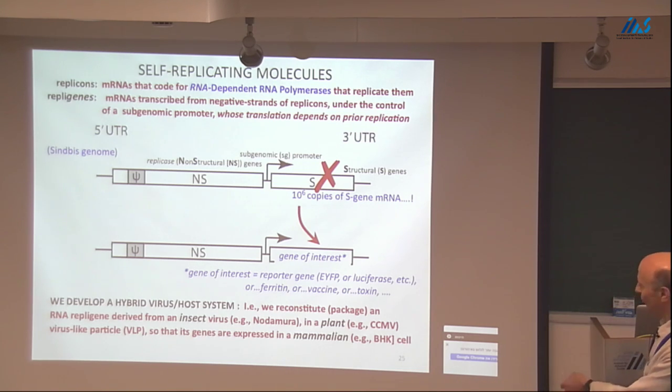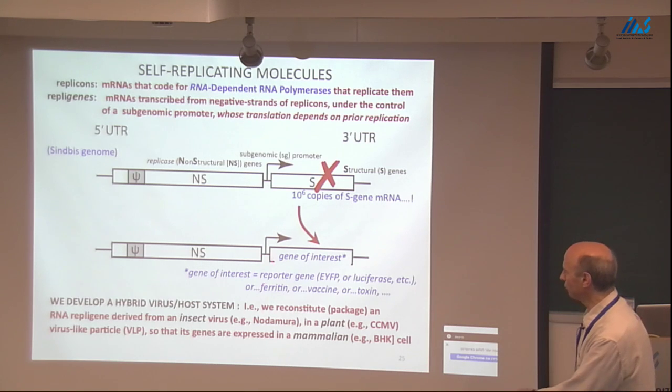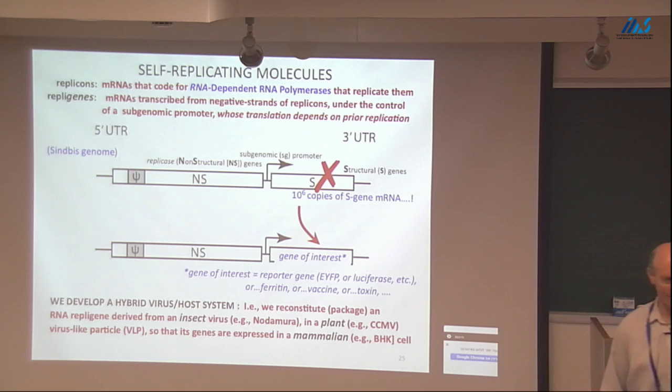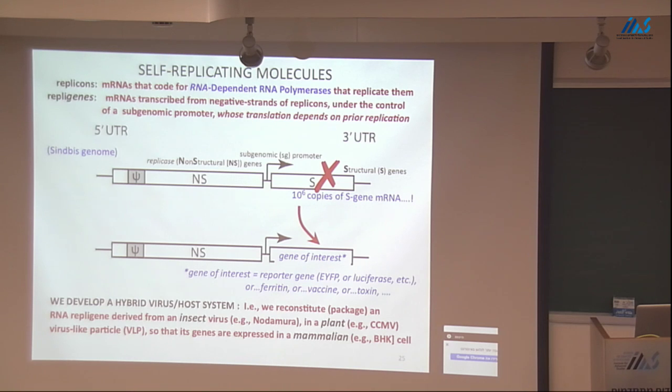I just want to show you in this larger slide again what the basic idea is. I just blew up the first part of the previous slide. We want to replace the structural genes of the virus by a gene of interest. And then we will have RNA replication before we have translation of that gene. And that's how we amplify the expression level of that gene product.